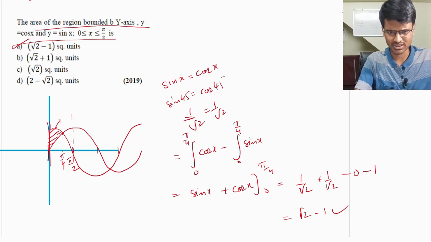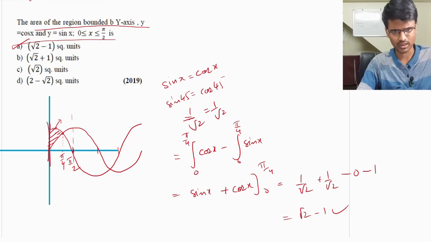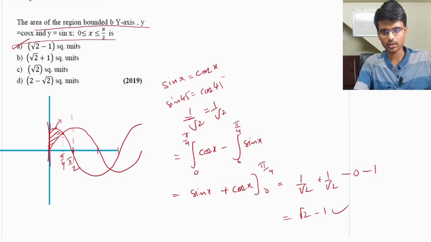So yeah, this question is an easy question. It can be easily solved in a minute. We need to find out the point of intersection. We just guessed it because at 45 degrees, sine and cos are equal. Okay. So this was the last question of today's session.